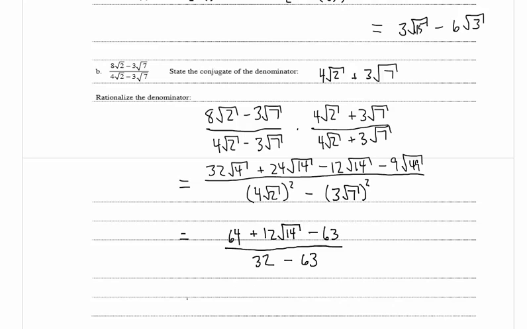And now I'm going to have one last simplification step. I have 64 minus 63 is 1, plus 12 square root of 14, divided by 32 minus 63 is negative 31. So this would be our final answer after rationalizing the denominator. And that's our video on rationalizing a denominator containing two terms.